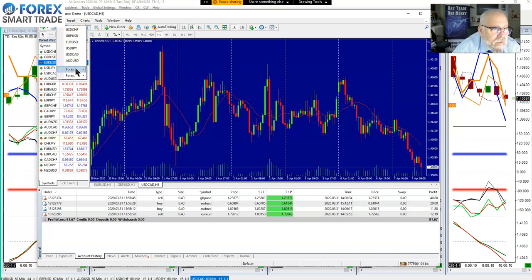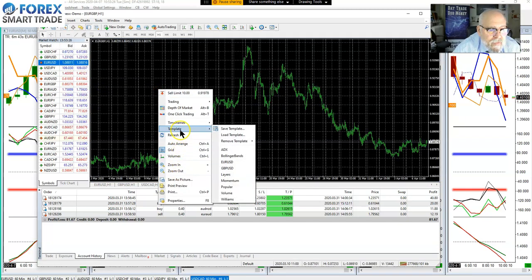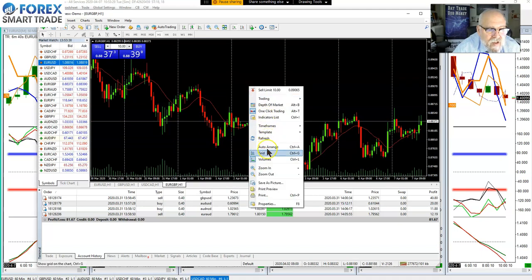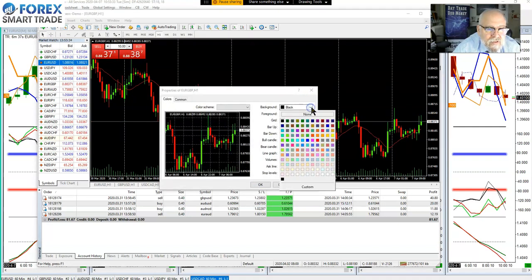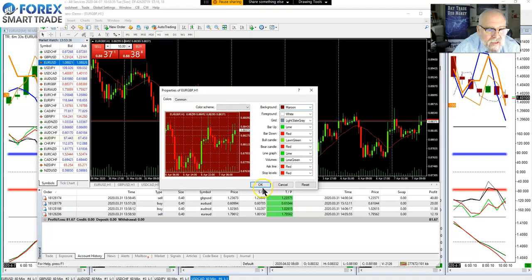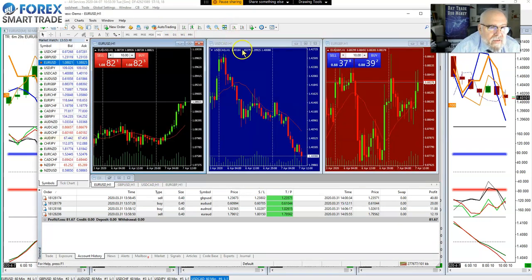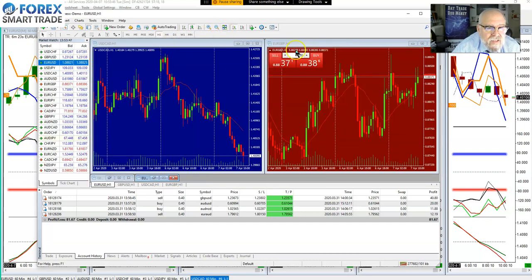Euro Pound. Oops, there he was. Euro Pound is right here. And I don't like this background, so I'm going to change the template. And then I'm just going to change the color because I don't like to get confused. Sometimes I go too fast. All right, and I'm going to have it so I can see the 2 charts. Clicking this allows me to see the 2 charts.